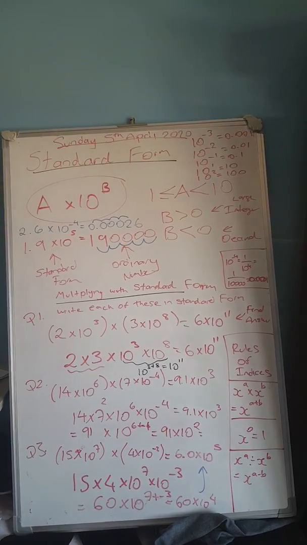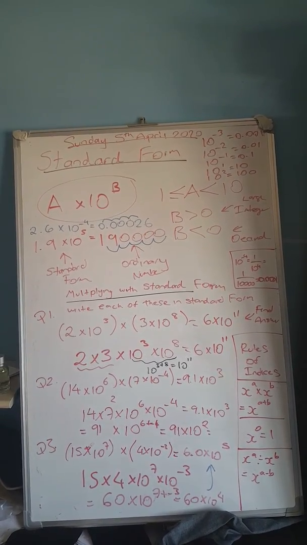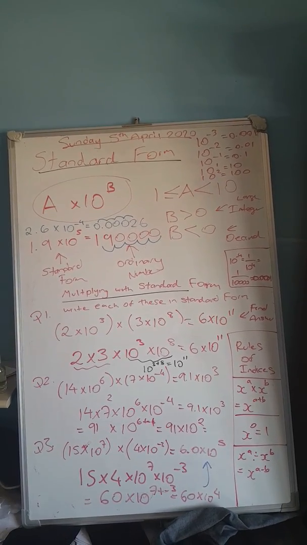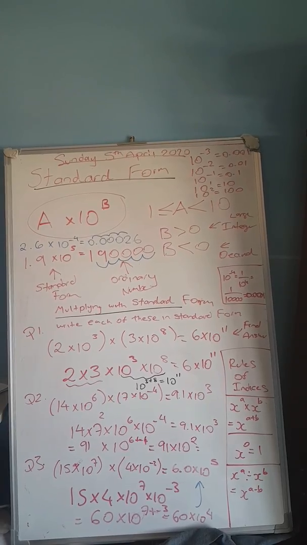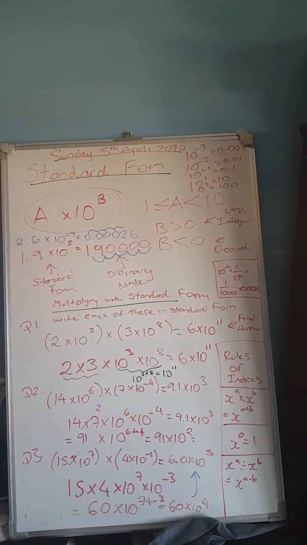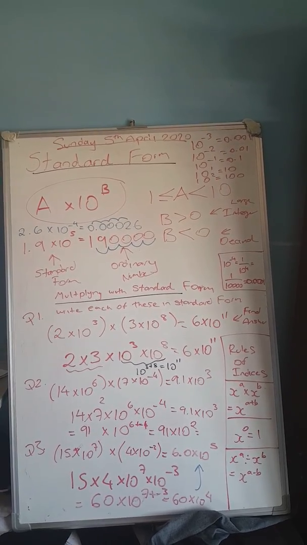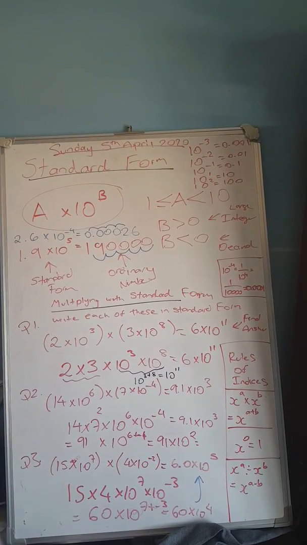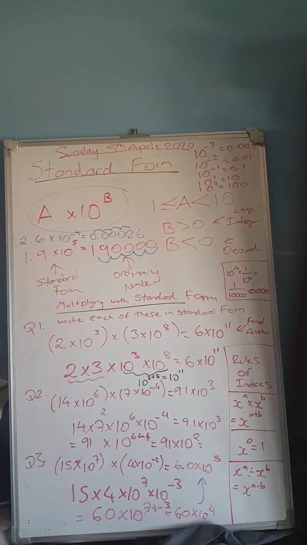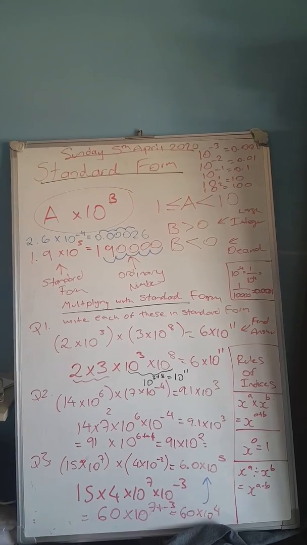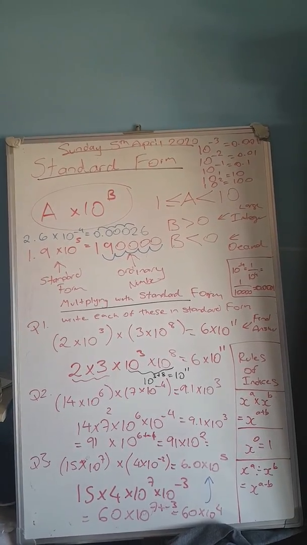Okay, right guys, final example. Okay, 15 times 10 to the 7 times 4 times 10 to the negative 3. 15 times 4 is going to be 60. 10 to the 7 times 10 to the negative 3 will be 7 add negative 3, so it'll be 7 minus 3, which will be positive 4. So it's going to be 60 times 10 to the 4, which again is not in standard form, because 60 is a number bigger than 10. So it will be 6.0 times 10 to the 5, or 6 times 10 to the 5.